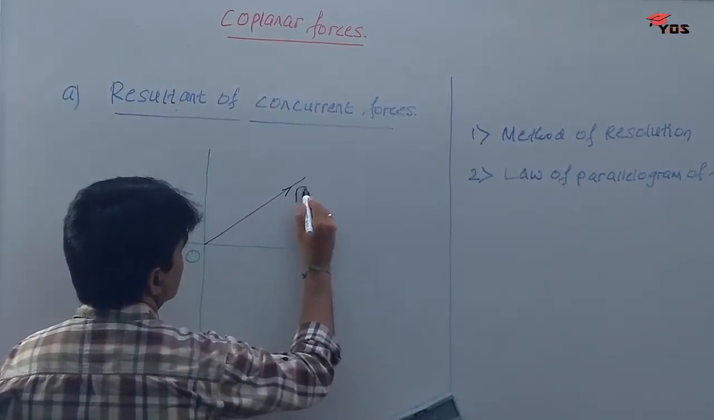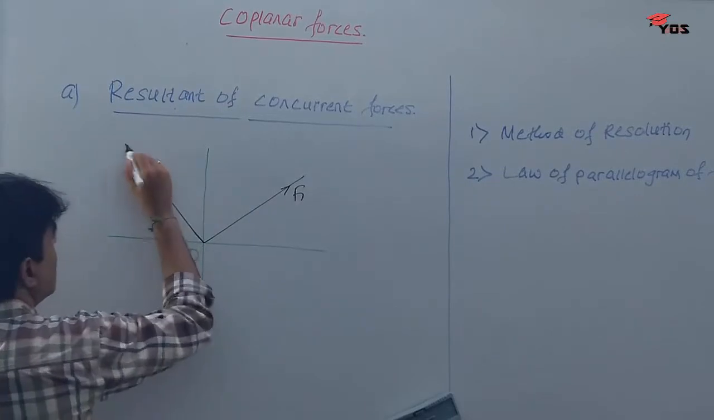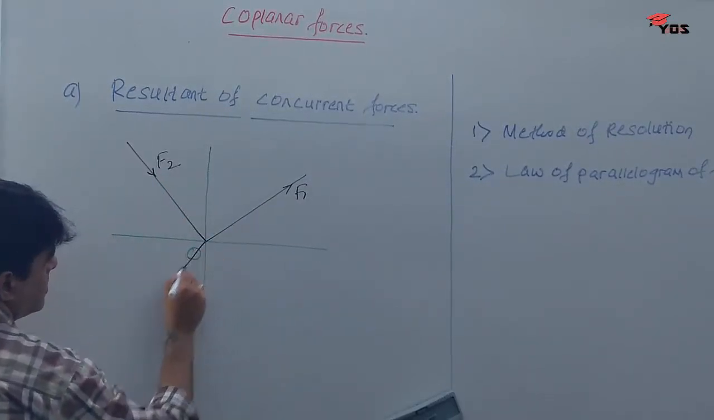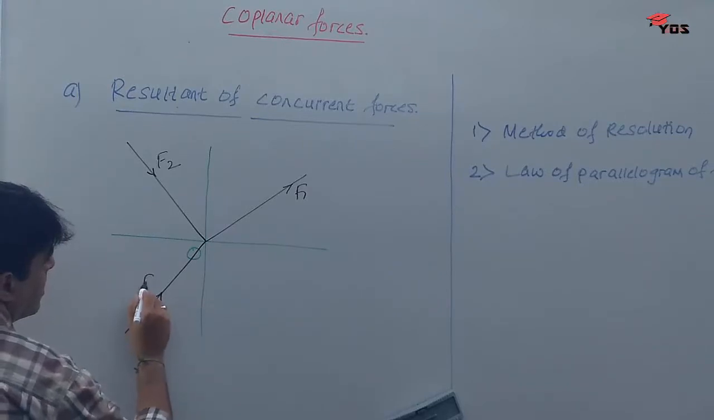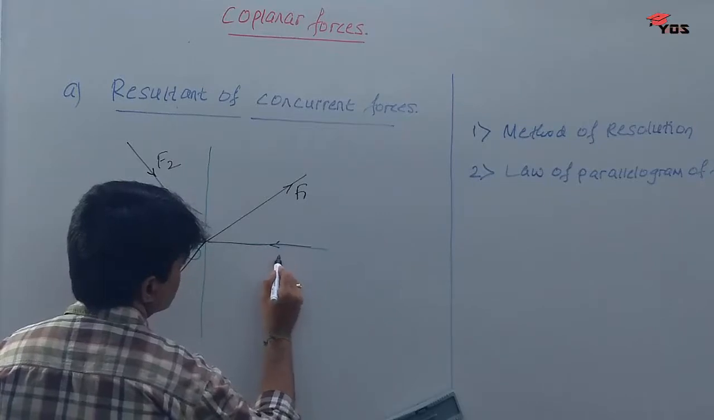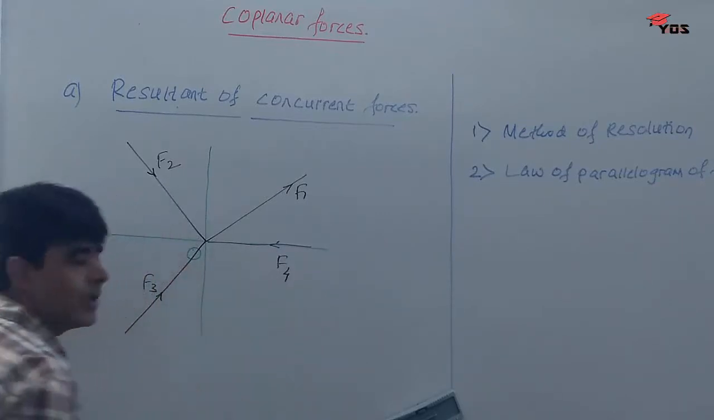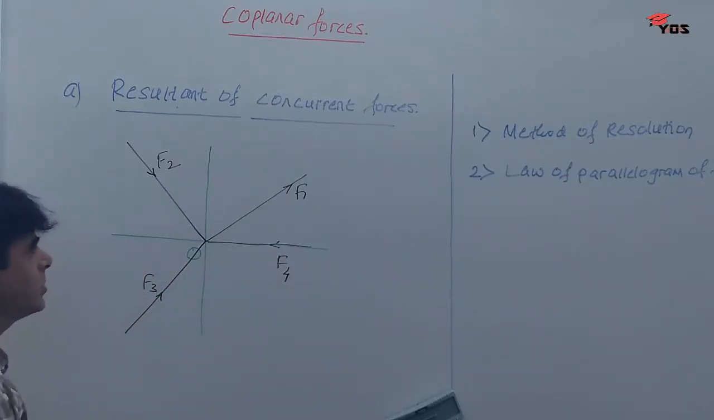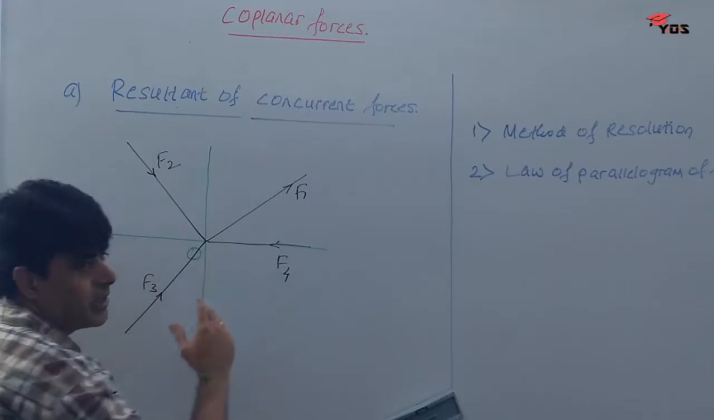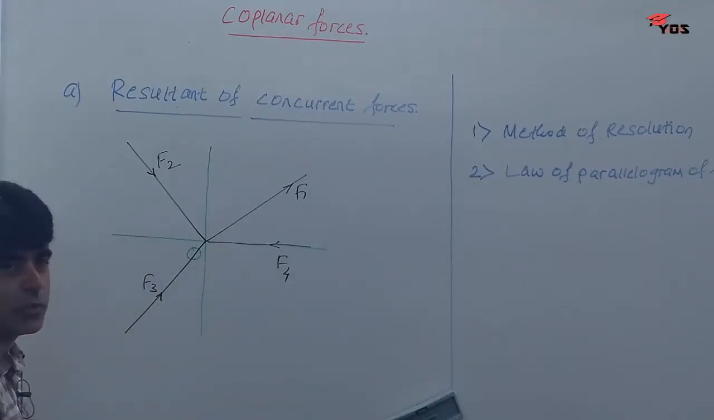F1, F2, F3, say F4. Like that you can have number of forces passing through a single point. Now in case of method of resolution, you are going to calculate resultant of concurrent forces by resolving the forces. You know how to resolve the forces.